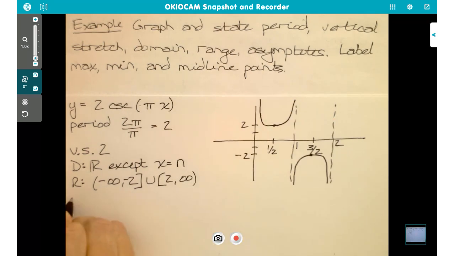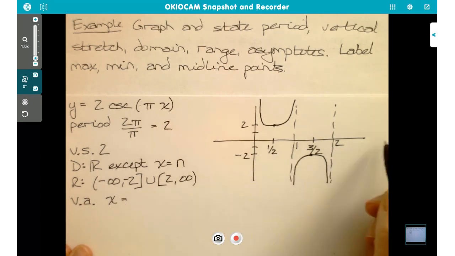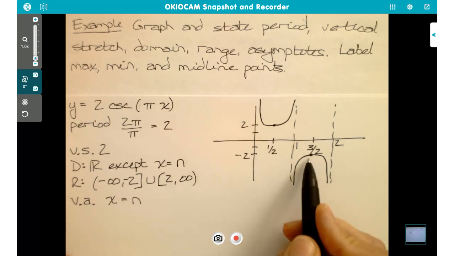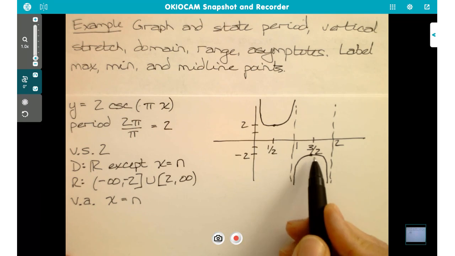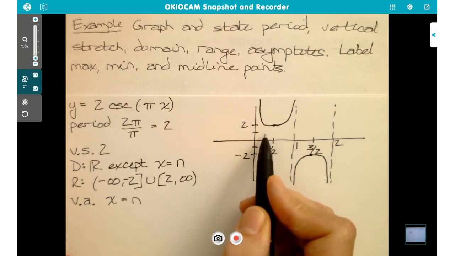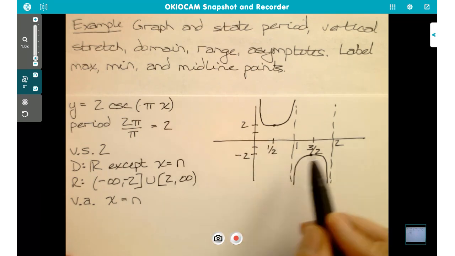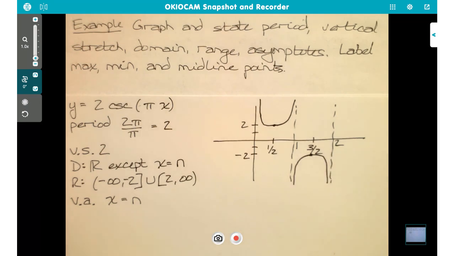Asymptotes, vertical asymptotes, have an equation. They're vertical lines. So the equation of a vertical line is x equals any integer. And we have labeled maximum and minimum points. I said that backwards, minimum and maximum points. Points in the middle. Yep, we're all good. We're all labeled. And there's our graph of a cosecant function.